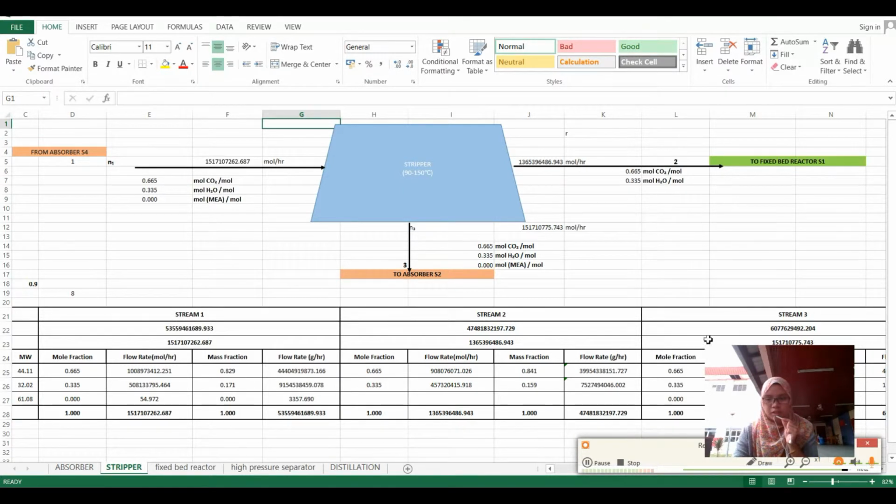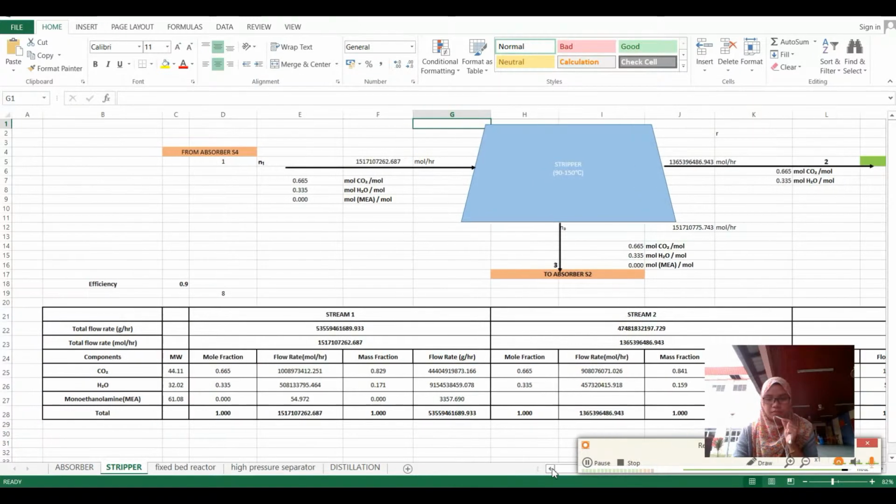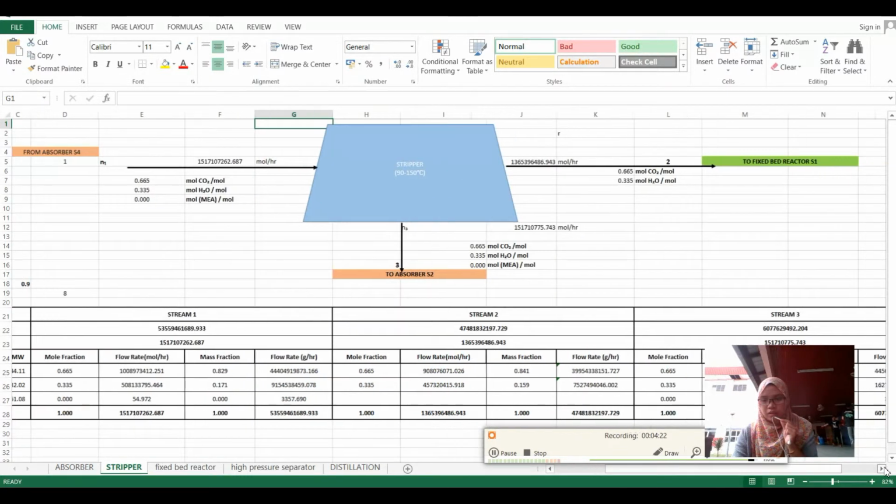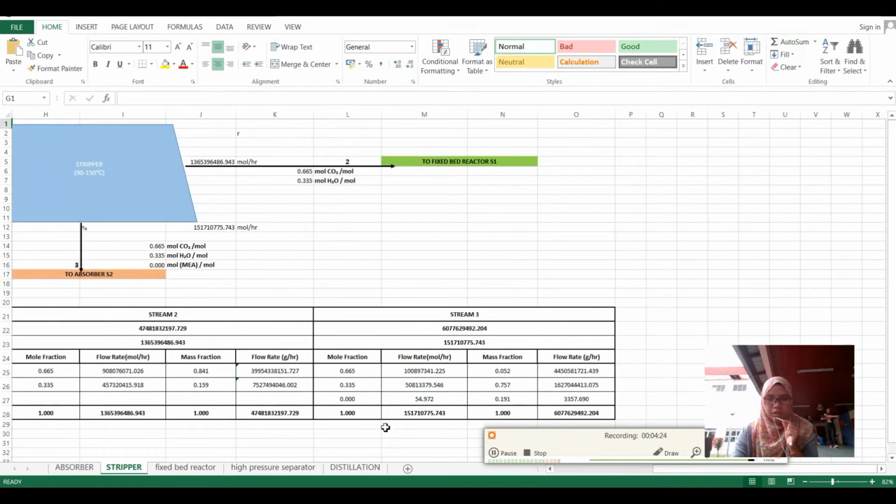The production of CO2 that entered the fixed bed reactor is 6077629492.204 g per hour. So this is from me. Thank you.